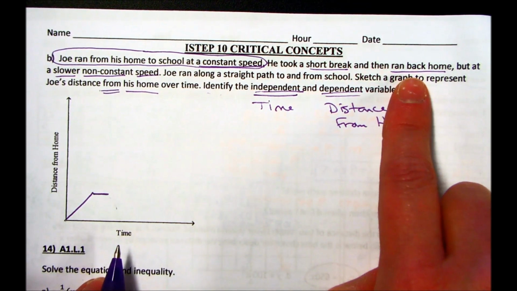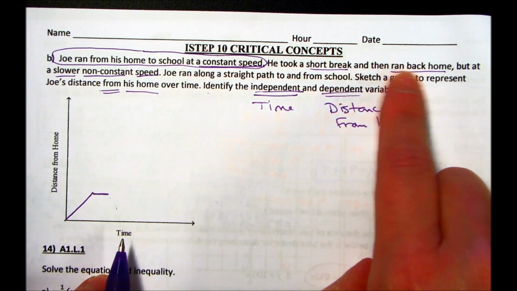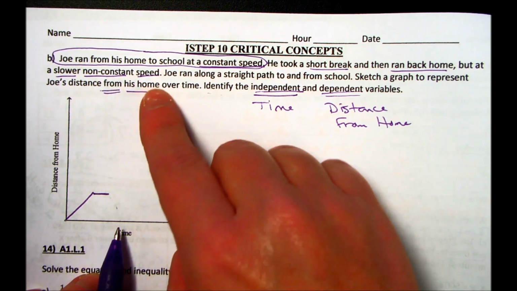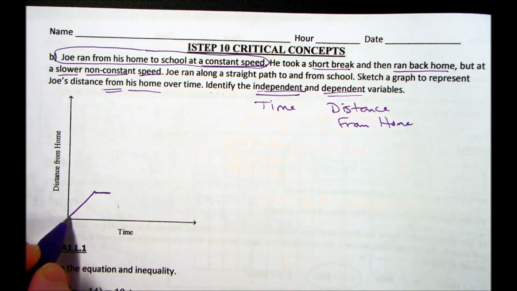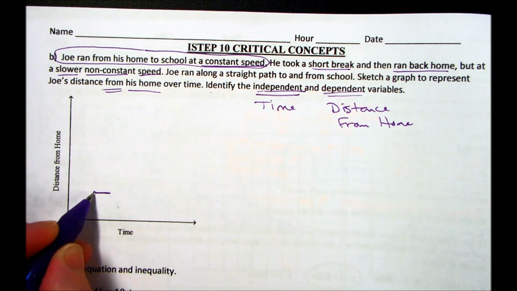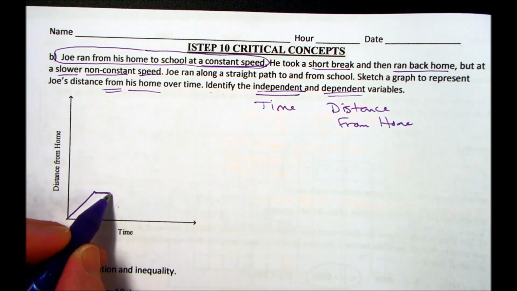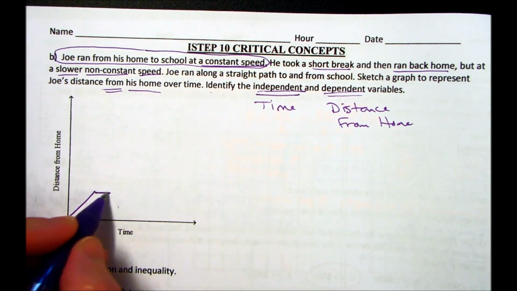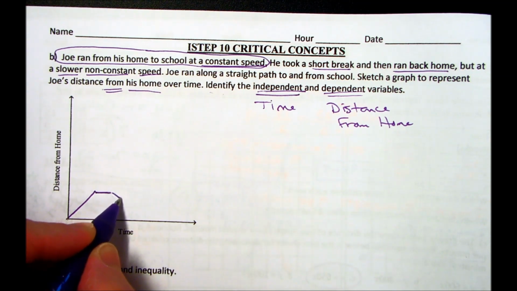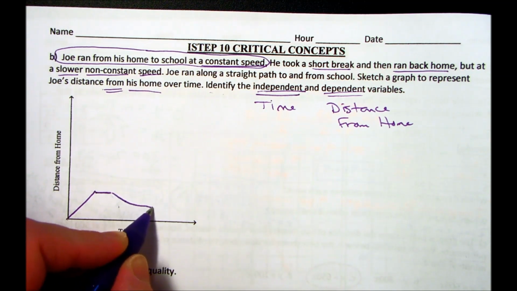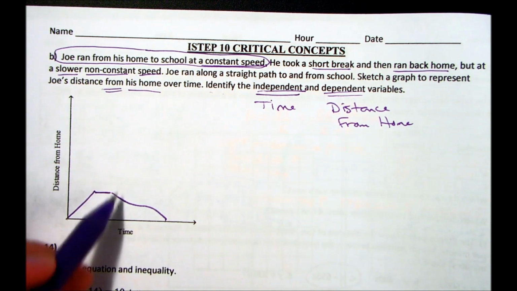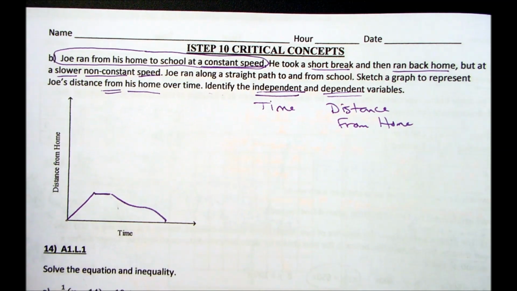Then he ran back home. So he's going to go back home, but at a slower, non-constant speed. So whatever steepness you made the line going from home to the break, you need to make this one less steep because he's going slower, but at a non-constant speed, so it's going to have some curves in it. So maybe like this, and then like this, so it's not real constant. So there's going to be maybe a curve in there. Maybe he speeds up here and then slows down and speeds up again.